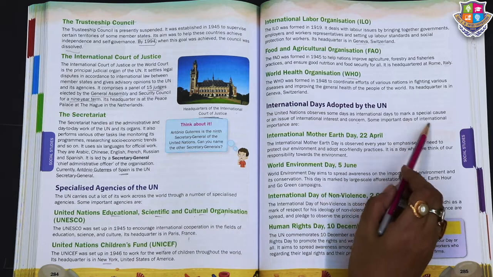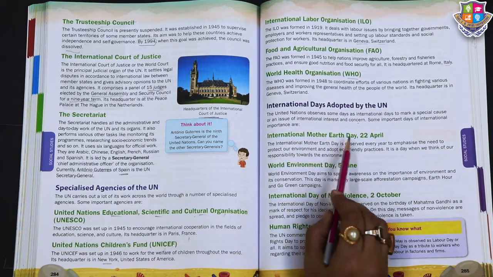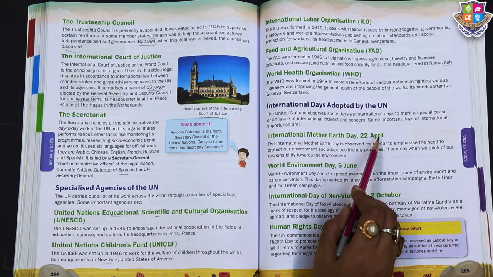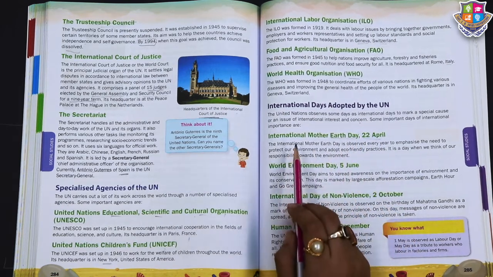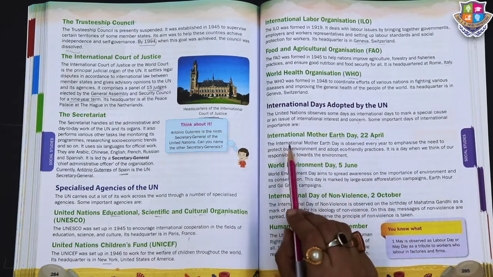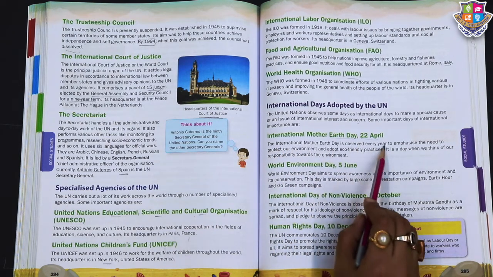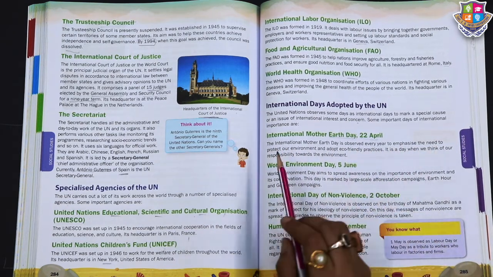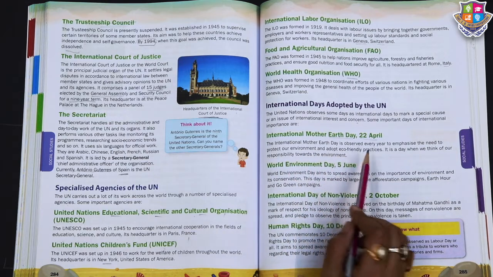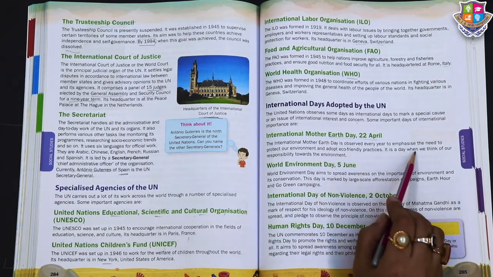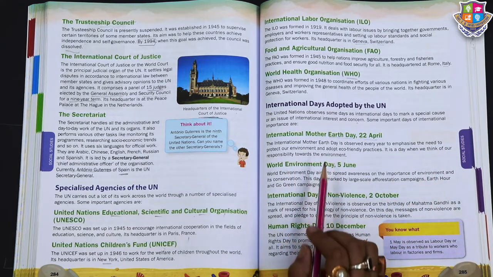Some important days of international importance are International Mother Earth Day, 22nd April. So 22nd April is seen as Earth Day. International Mother Earth Day is observed every year to emphasize the need to protect our environment and adopt eco-friendly practices. It is a day when we think of our responsibility towards the environment.